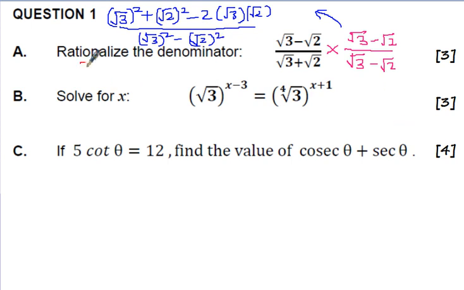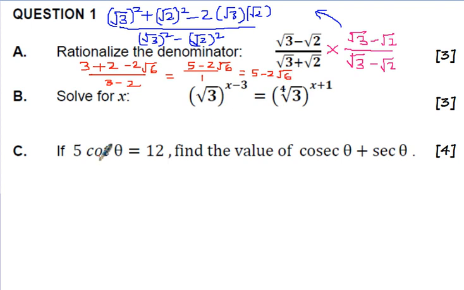So it will be 3, root 3 square is 3, then 2, and then minus 2 root 6, and down is 3 minus 2, which is 1. Some examiners expect 1 here. So the correct answer is 5 minus 2 root 6 upon 1, or you can write 5 minus 2 root 6, and you get 3 marks.